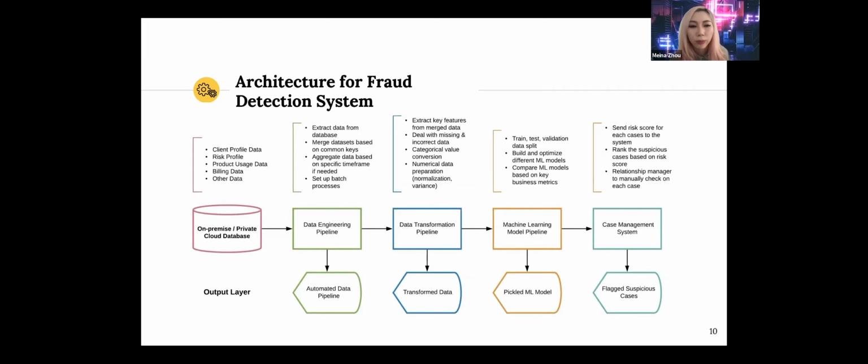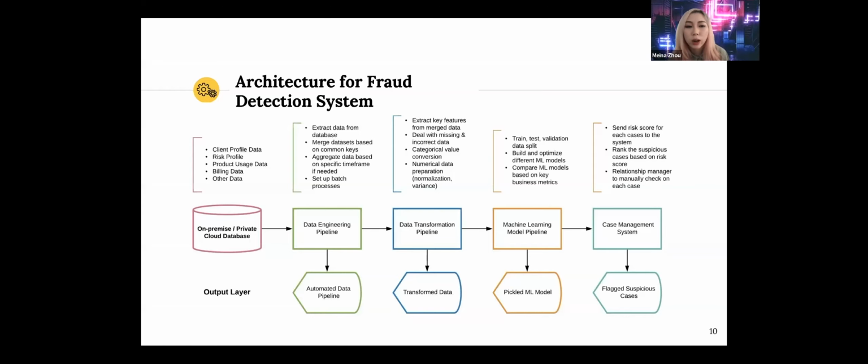If anyone is interested in reading that, please go to my company's website, indalian.com. And then if you click on the blog section, there will be a bunch of blog posts related to the fraud detection system. So here, if I just briefly talk about the architecture for the fraud detection system, we always start with the database that the client have been using. Either it's on premise or it's a private cloud database. And then the database will contain different information, including client profile data, risk profile, product usage data, billing data, and the other data that are related to the fraud detection system.